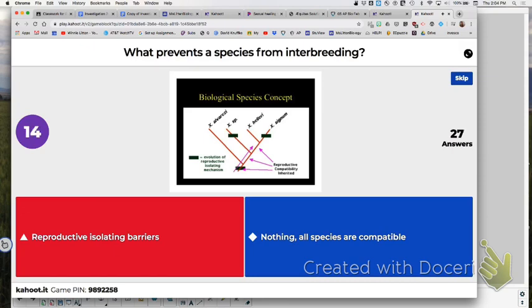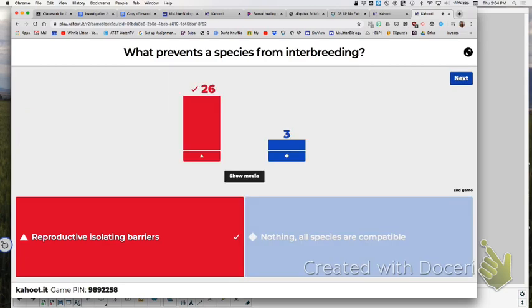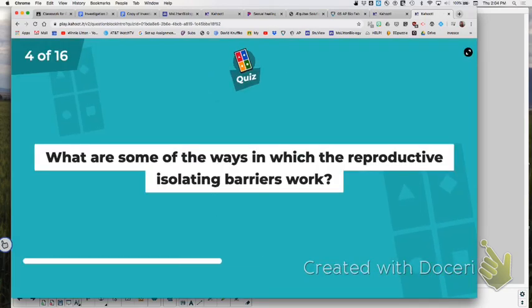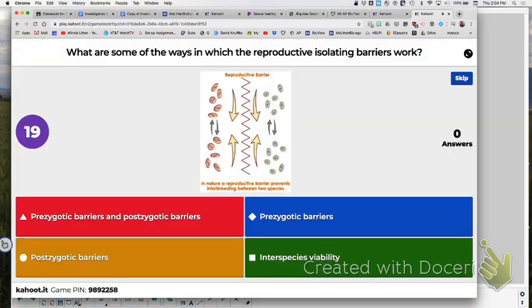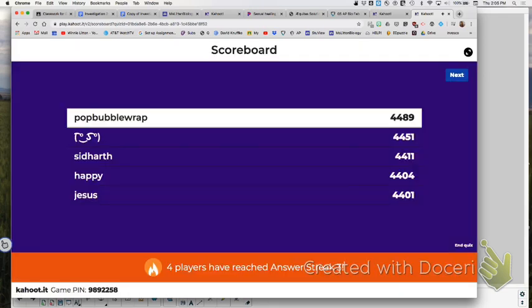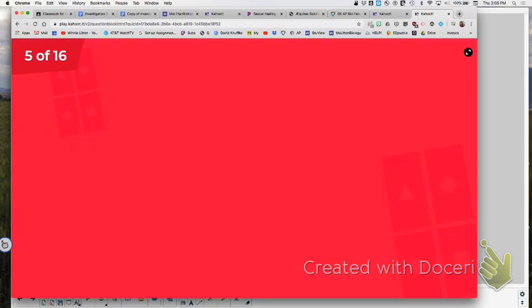What prevents species from interbreeding? All right, here we go. Good job, smiley face. What are some of the ways in which the reproductive isolating barriers work? Here are your choices. All right, good job. Good job, pop bubble wrap. Good job, second place.